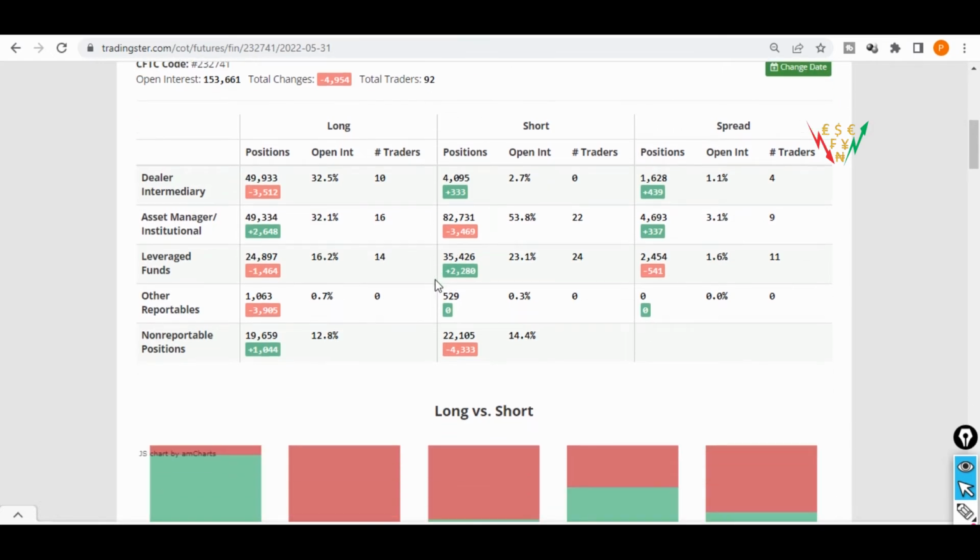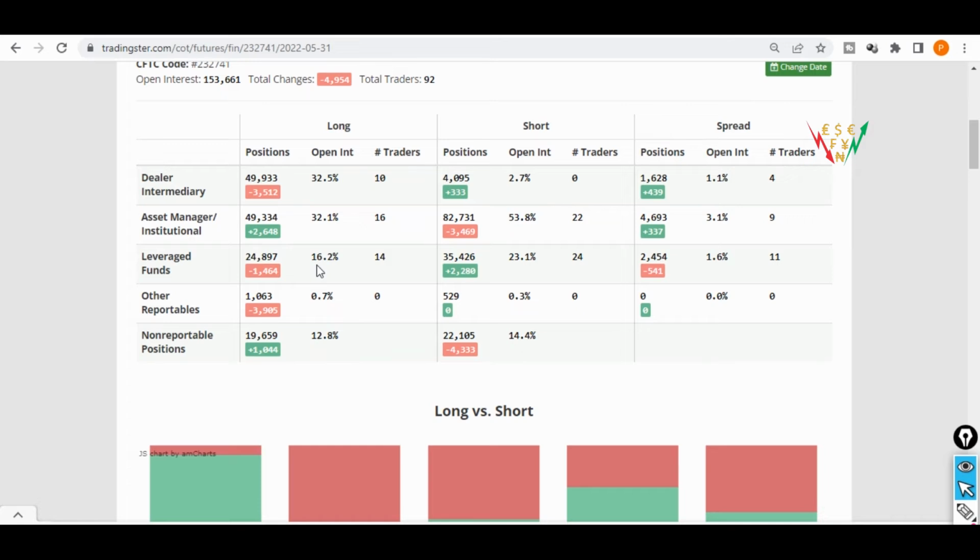So let's see what will happen for the coming week, that means the report that will be submitted next Tuesday. But this shows the activities of those major money players that influence the market, what they did last week.